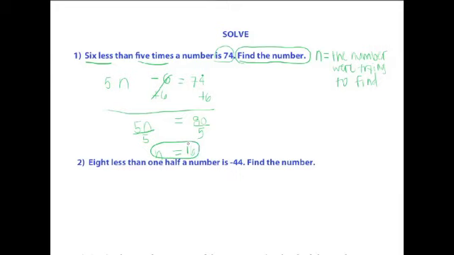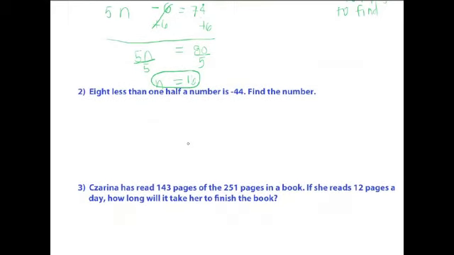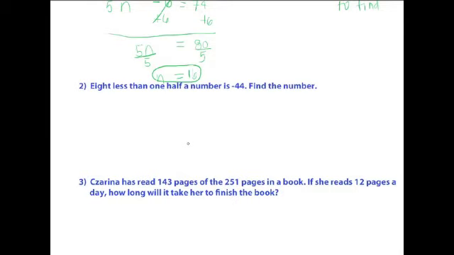Okay. Let's look at number 2. Same idea, so let's start to piece this out what we can. Again, it's asking me to find a number. So I'm going to let n equal the number I'm trying to find, and I'm letting my reader know what n is going to equal.